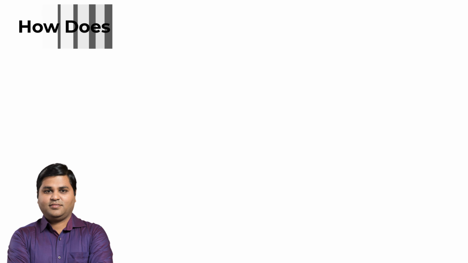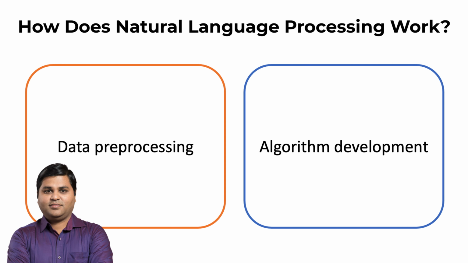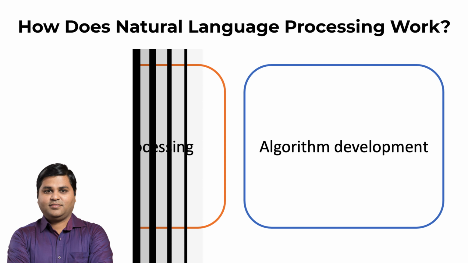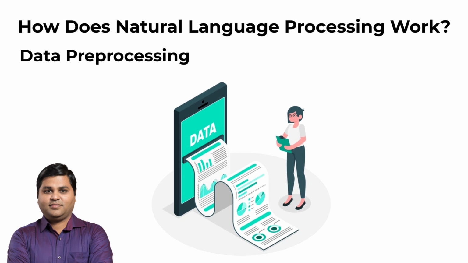So how does natural language processing work? NLP has two main parts: data pre-processing and algorithm development. Data pre-processing involves preparing and cleaning text data so that computers can understand it. This is like getting the text ready for the computer to analyze it. Pre-processing makes the text easier for the computer to work with and helps to identify important features in the text that an algorithm can use to make sense of it.